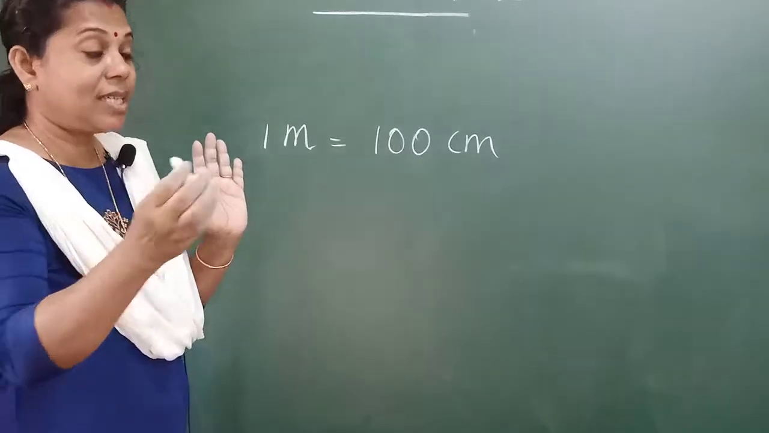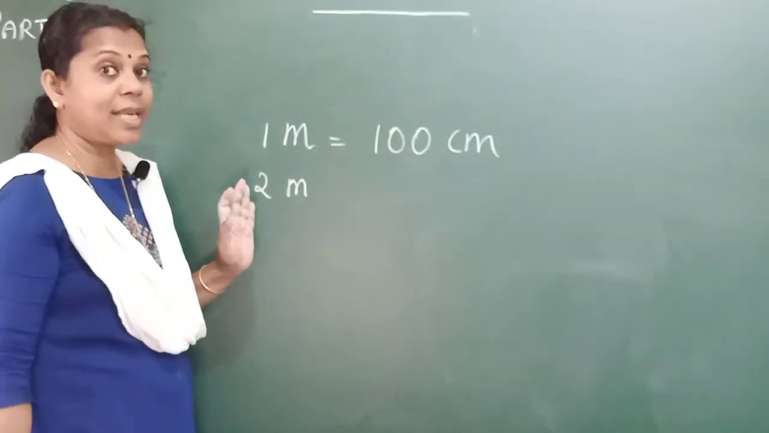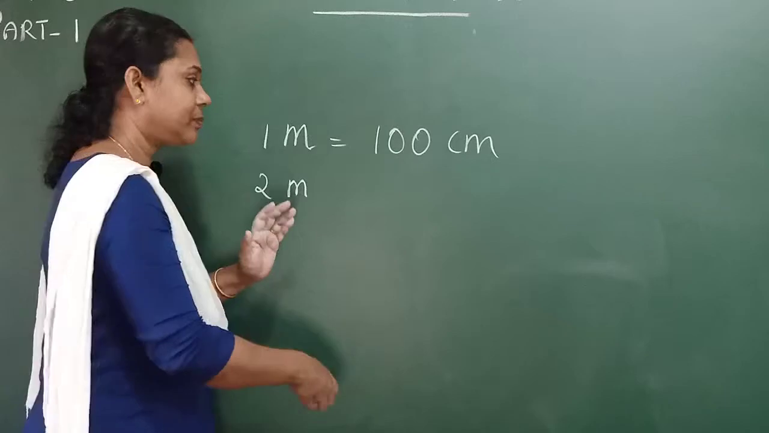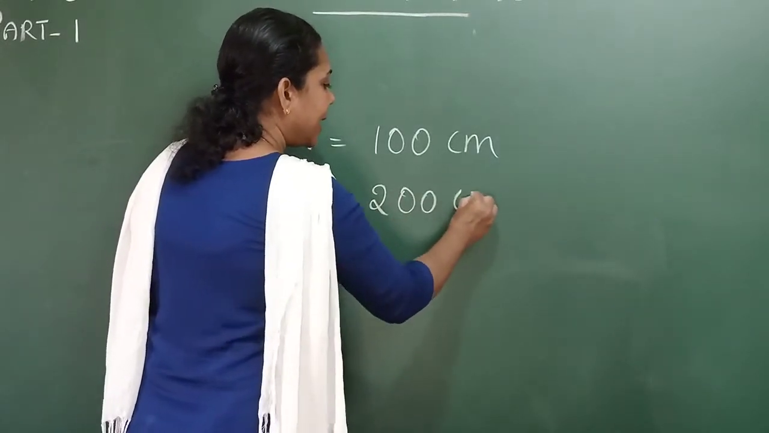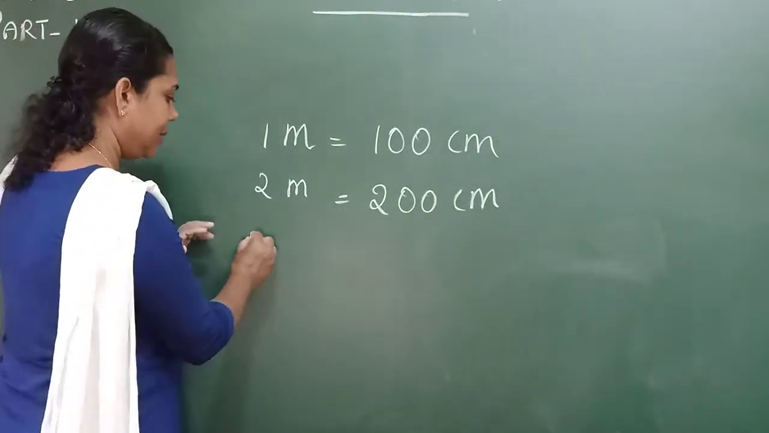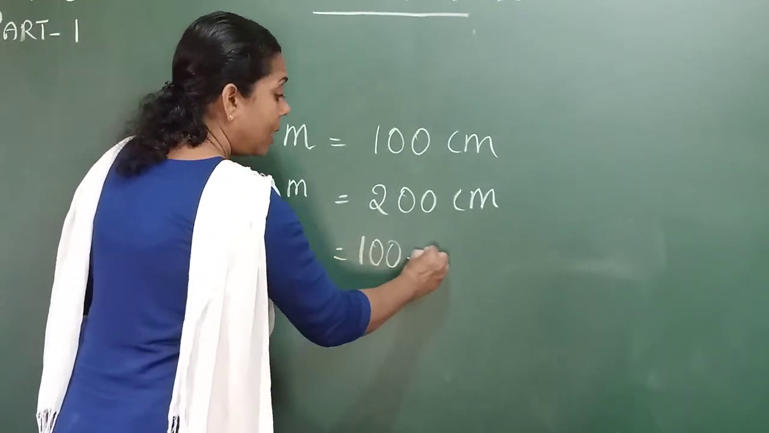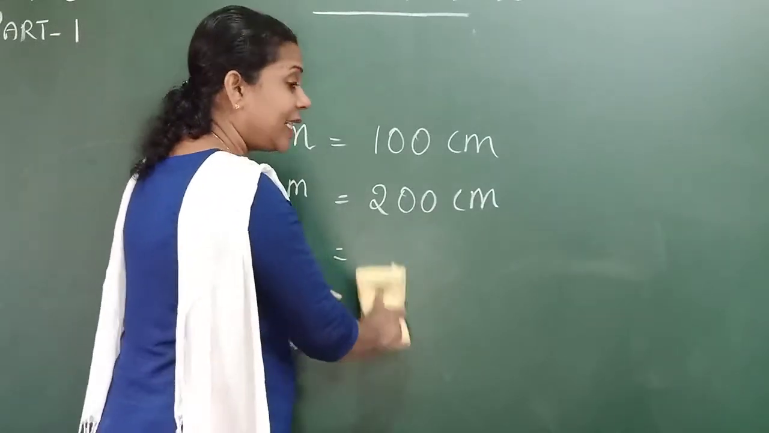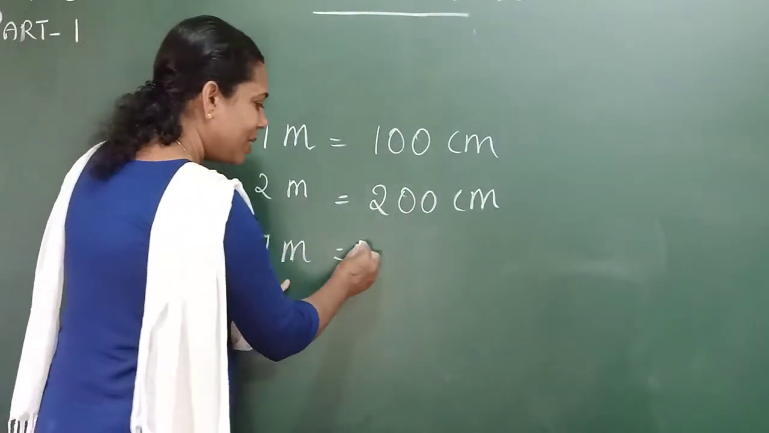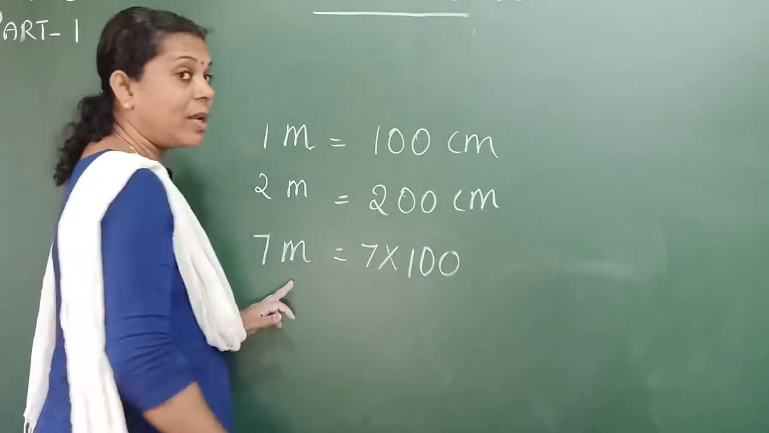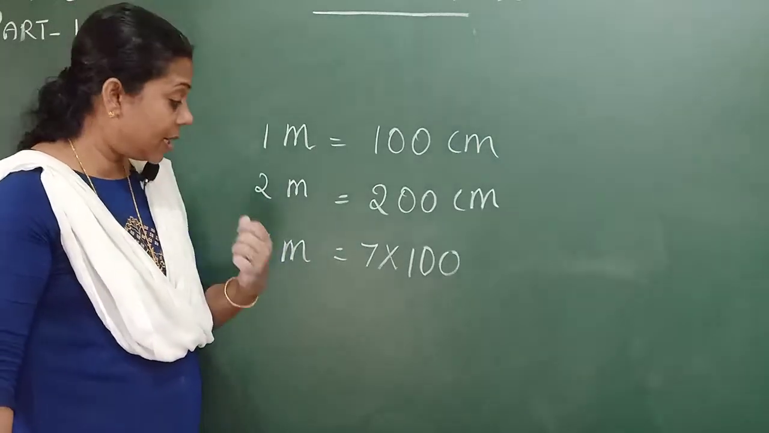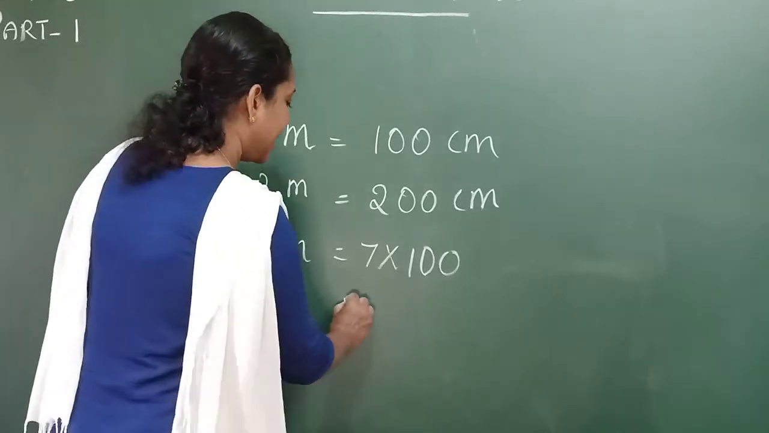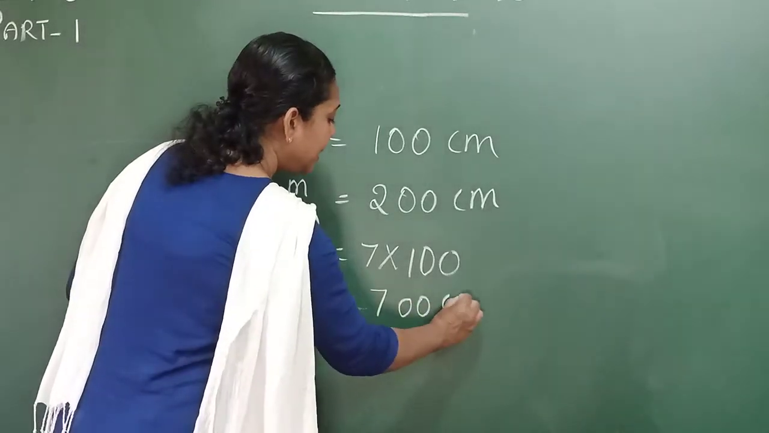Then what about 2 meter? 2 meter is 1 plus 1, that is 100 cm plus 100 cm, that is equal to 200 cm. What about 7 meter? Equal to 100 cm plus 100 cm plus 100 cm and so on. Repeated addition is multiplication. That is equal to 7 into 100. We have to add 100 seven times. So we can very well multiply 7 into 100, 700 cm, 700 centimeter.